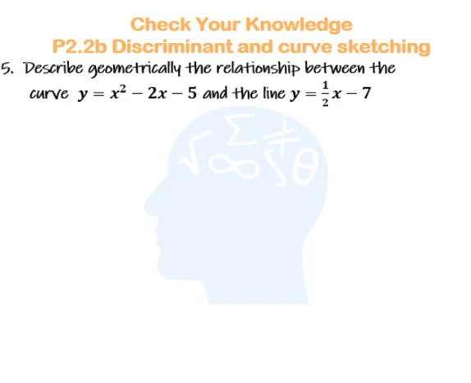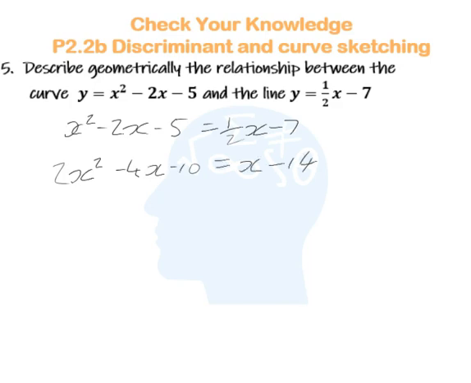So I would start off by saying, okay, well, let's put the two things equal to each other. So we've got x squared minus 2x minus 5 equals half x minus 7. I'm going to deal with the half and multiply the whole thing by 2. That gives 2x squared minus 4x minus 10 equals x minus 14. Now let's get the whole thing equal to 0. So I've got 2x squared minus 5x. Bring the 14 over, that becomes a plus, so that's plus 4 equals 0.